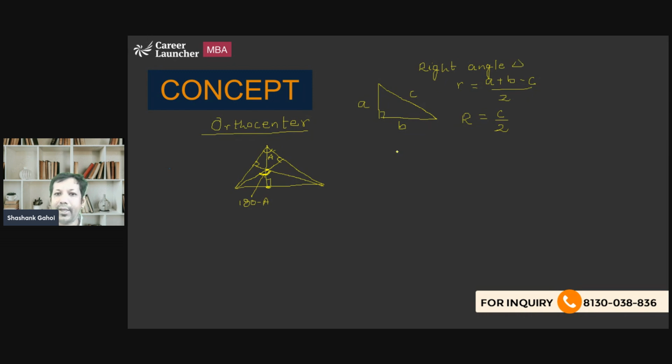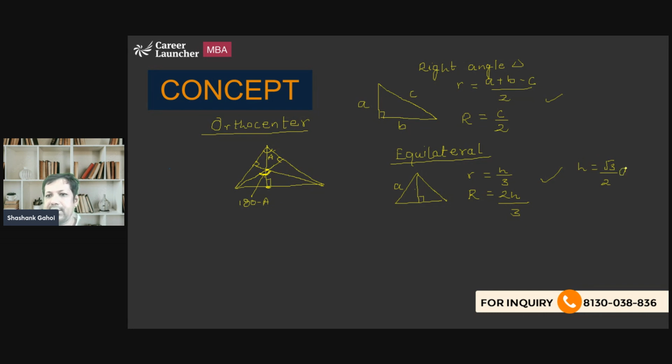Now, if I'm talking about an equilateral triangle, how can we find out? In an equilateral triangle, if this side is A, this is H. The inradius is given by H upon 3, and the circumradius is given by 2H upon 3. These are the formulas for inradius and circumradius for specific triangles, the right angle triangle as well as the equilateral triangle. That is always going to be true, and we already know that H is equal to root 3 by 2 times A.